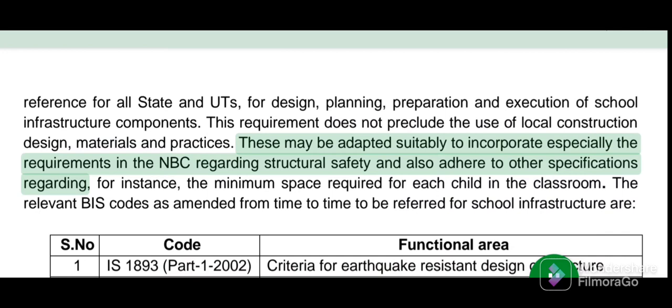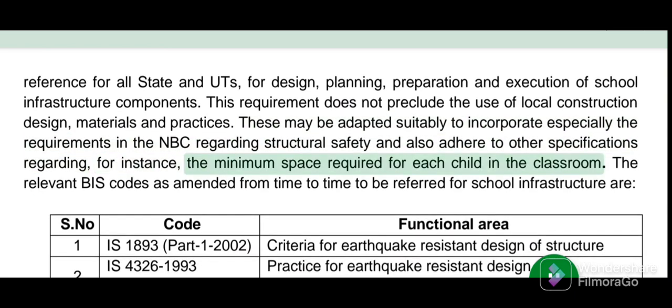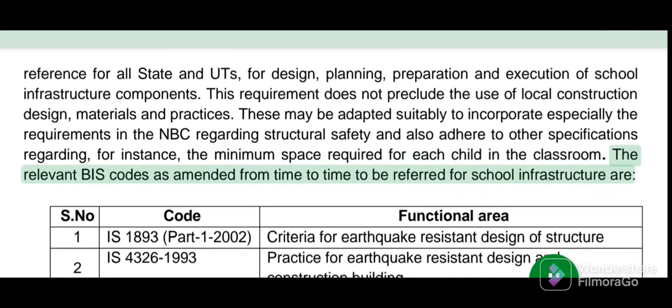This requirement does not preclude the use of local construction design, materials and practices. These may be adapted suitably to incorporate especially the requirements in the NBC regarding structural safety and also adhere to other specifications regarding, for instance, the minimum space required for each child in the classroom. The relevant BIS codes, as amended from time to time, are to be referred for school infrastructure.